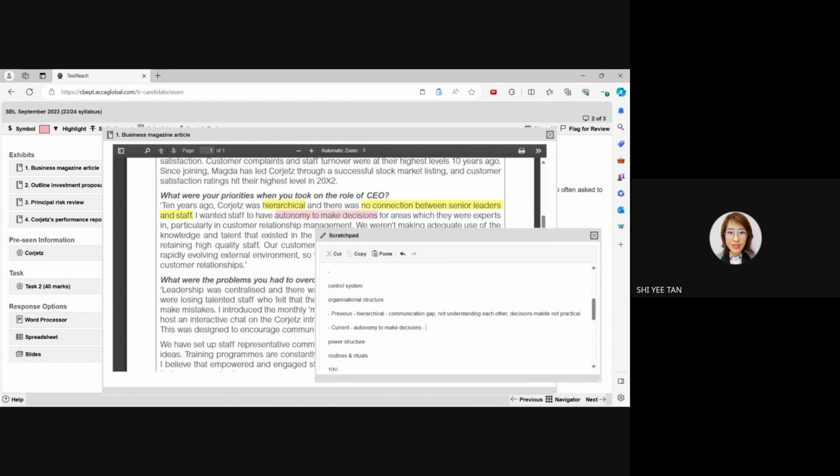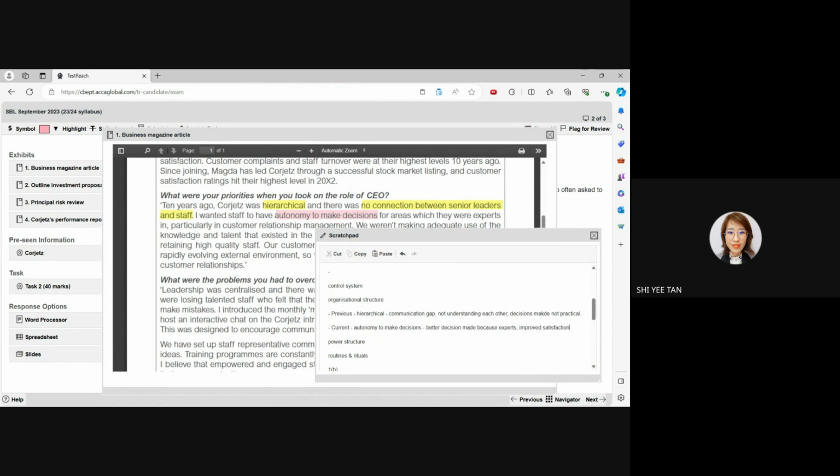Okay. Right. So what is the impact of this? The impact is better decision making, because the ones that make the decision are experts, they know the best. So they make the best decision, right? And then improved satisfaction.